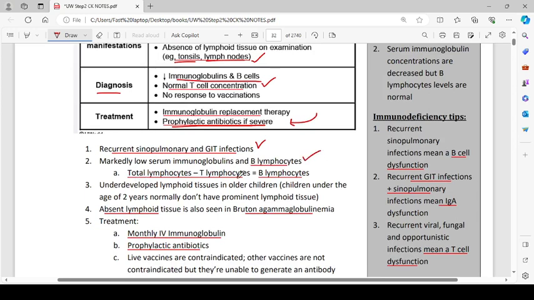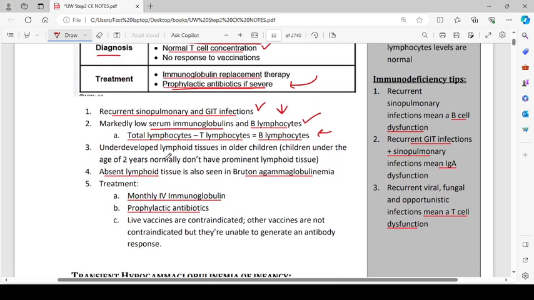Total lymphocytes minus T lymphocytes is B lymphocytes. So B lymphocyte count will be low, and serum immunoglobulin level will also be decreased. Underdeveloped lymphoid tissue in older children; children under the age of 2 years normally don't have prominent lymphoid tissue.